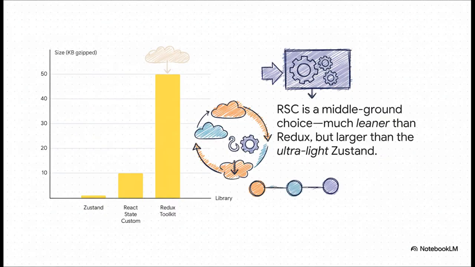Now, what about bundle size? It's kind of a Goldilocks situation here. At around 10 kilobytes, it's way leaner than Redux Toolkit, but it's not trying to win the race against useState, which is famously tiny at just 1 kilobyte. That extra size is the trade-off for getting those more advanced features, like automatic context management.